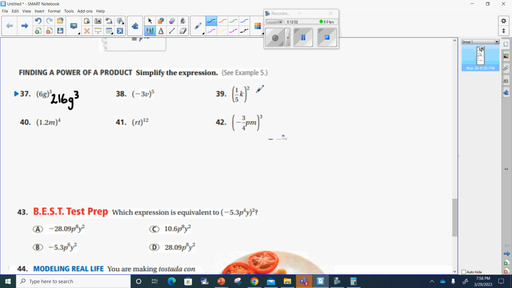39. I got 1 over 5, and then I got k. So this is going to get multiplied by the 2nd power. So 1 over 5, I shouldn't say 1 to the 5th power, 1 over 5 k to the 2nd power. So 1 is going to get times 1. 1 times 1 is 1. 5 times 5 is 25. And k times 2 is k to the 2nd power. All right. 41. I got r and t to the 12th power. That's going to give me r to the 12th power and t to the 12th power. Very simply.